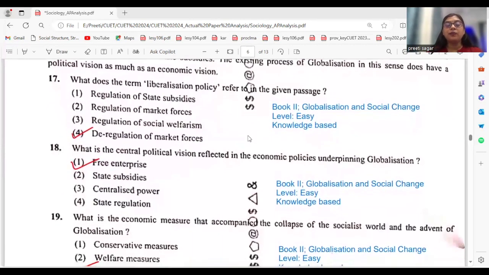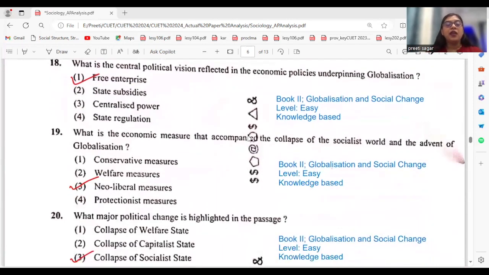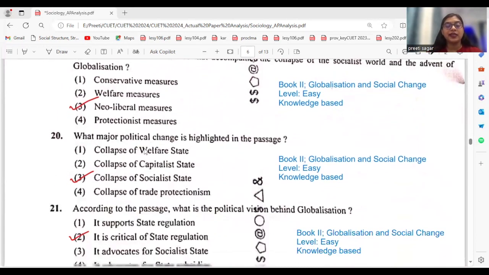What is the central political vision reflected in the economic policies underpinning globalization? So here, free enterprise, that is the most appropriate answer. Option 1 is the right answer. What is the economic measure that accompanied the collapse of the socialist world and the advent of globalization? That is neoliberal measures, which have taken place. Option 3 is the right answer.